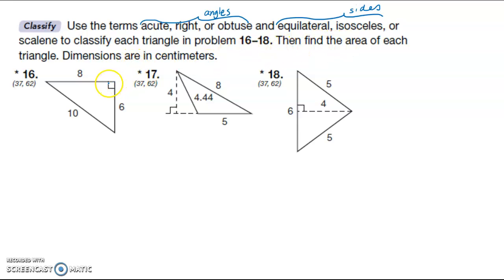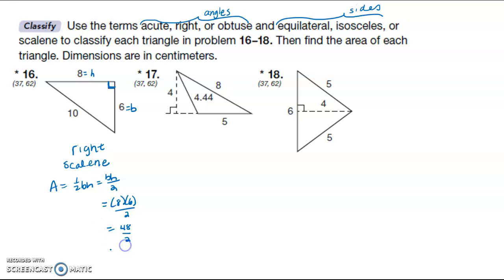Okay, so I know because of this is a right triangle. And all of the sides are different, so this is a scalene. Area is equal to 1/2 base times height, or base times height over 2. I know that base and height have to make this 90-degree angle, so I'm going to say this is my height and this is my base. That's 8 times 6 over 2, which is 48 over 2, which is 24 as my area. Centimeters squared, looks like.